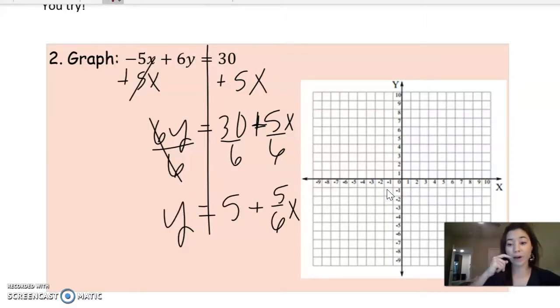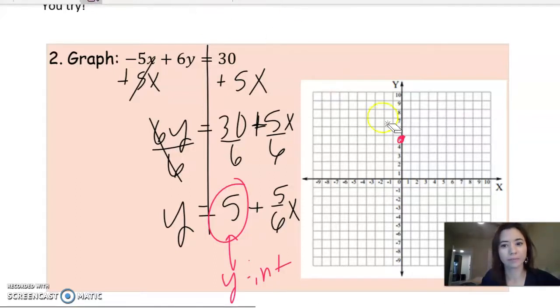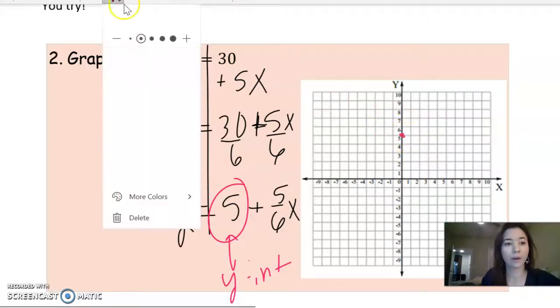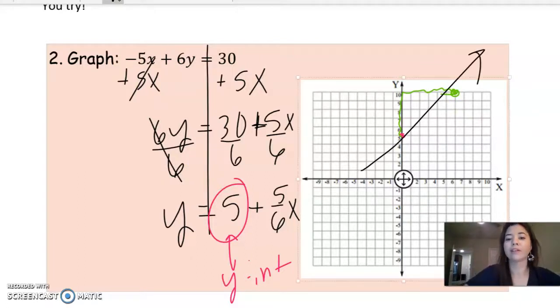All right, if you haven't graphed it yet, pause me and try. Otherwise, let's go ahead and do it. 5 is our y-intercept, so let's make a point there first. That is our starting point. And then we're going to use that slope, 5 over 6. So we rise 5 over 6. 1, 2, 3, 4, 5. 1, 2, 3, 4, 5, and 6. And then again, we are graphing lines, so make sure you draw a line through it.